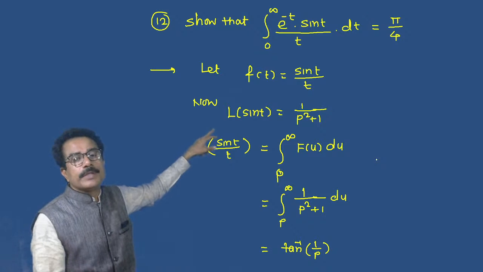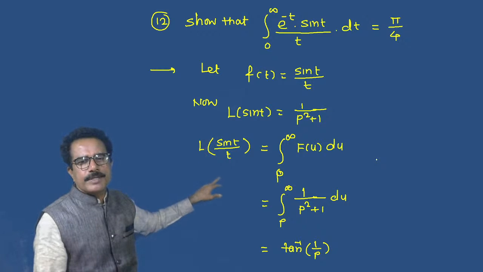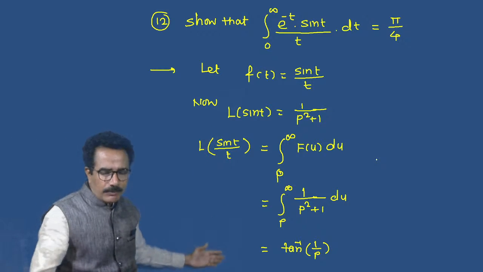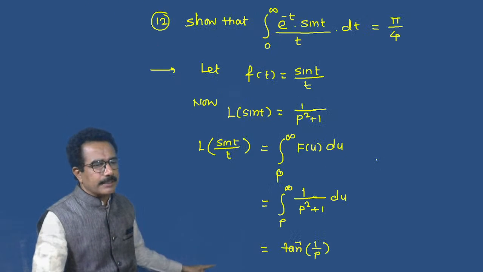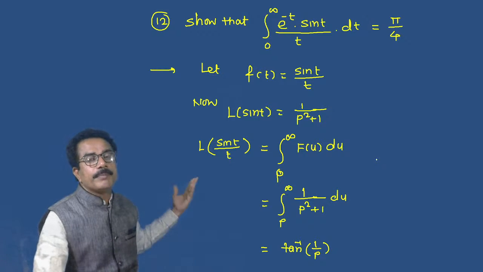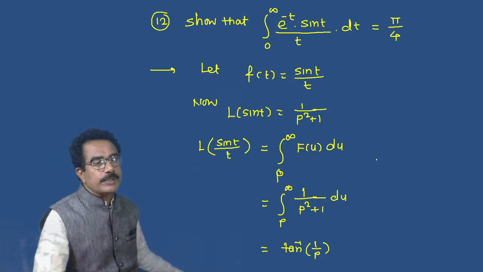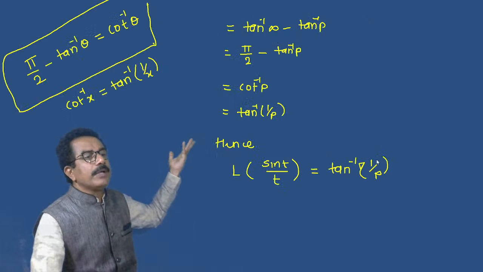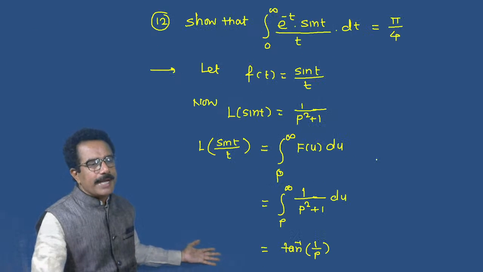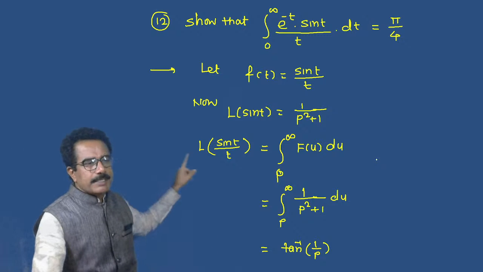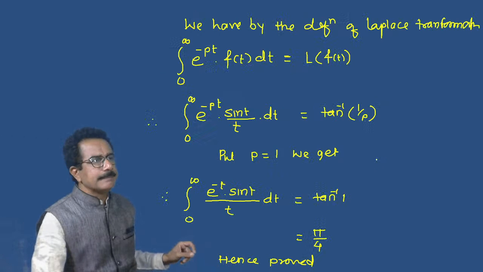Again, we know that the Laplace transformation of sin t is 1 upon p square plus 1. The Laplace transformation of sin t divided by t we have already calculated in the previous example. Already taken from the previous example. So the Laplace transformation of sin t divided by t is equal to tan inverse of 1 by p. These are the steps, so it is not necessary to write them in detail.